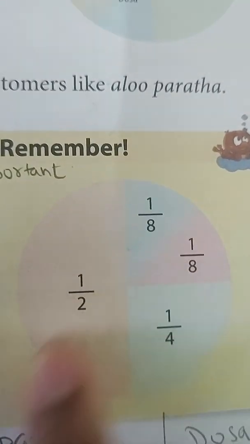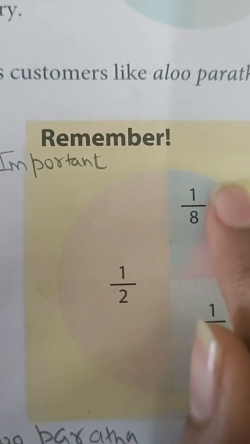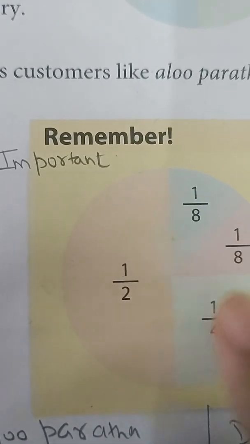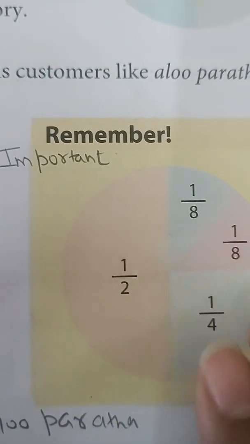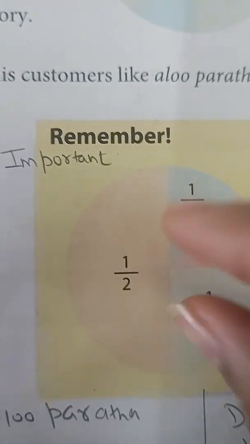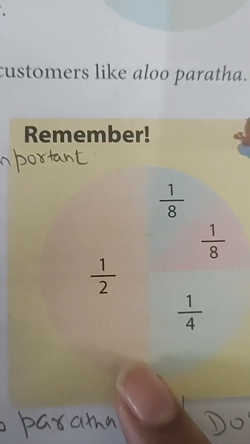Now if I draw more lines in it and divide it into 1 by 8, there will be 8 parts in the circle, each 1 by 8. Just by looking at it, you should know what fraction of the pie chart is given here. You have to keep this in your mind.